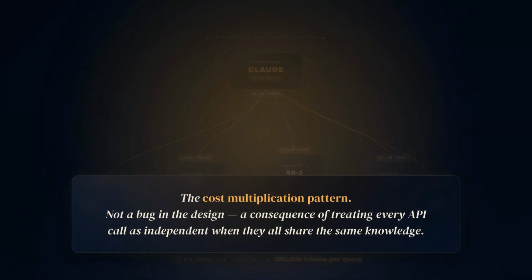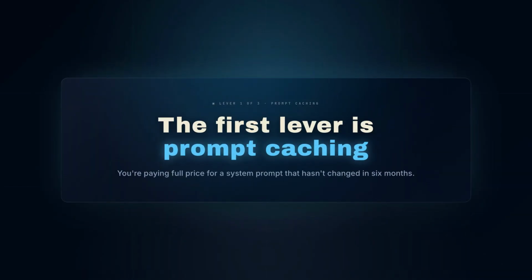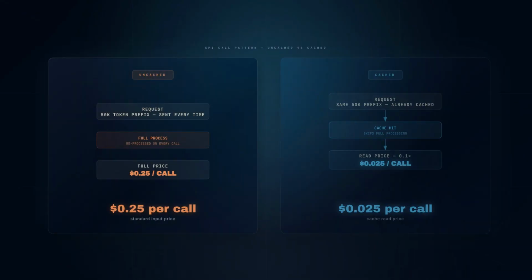This is the cost multiplication pattern in multi-agent architectures, not a bug in the design. A consequence of treating every API call as independent when they all share the same knowledge. The 3 levers we're about to cover attack this at its root, not by cutting context, but by designing for how the API actually prices repeated work. The first lever is prompt caching, and it changes not just what you pay, it changes what you can afford to send. Here is the mechanism.